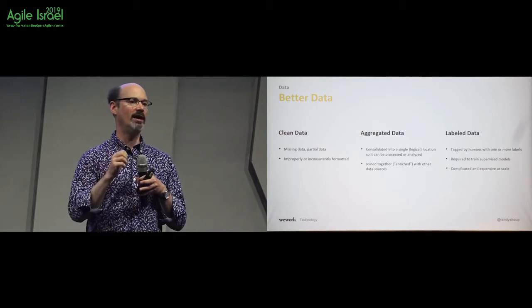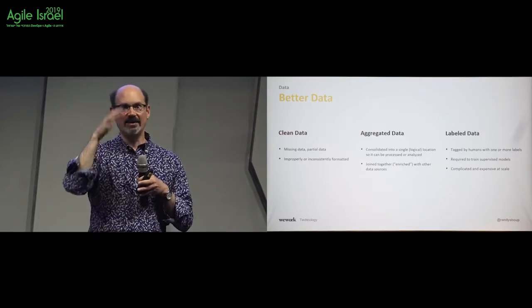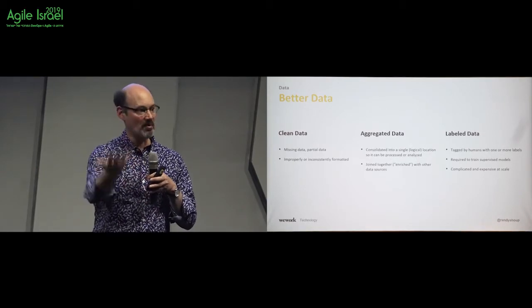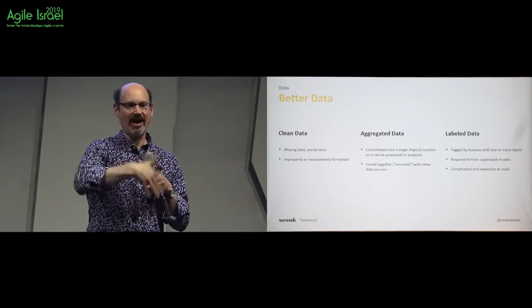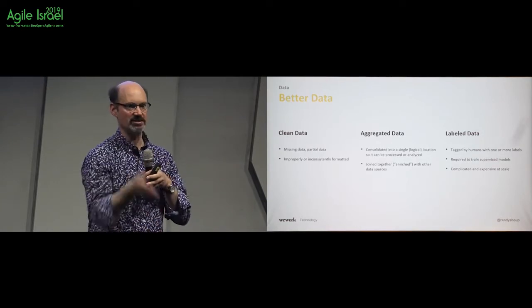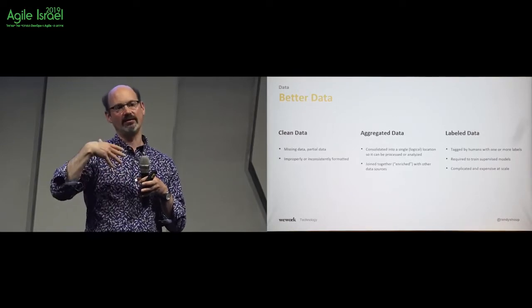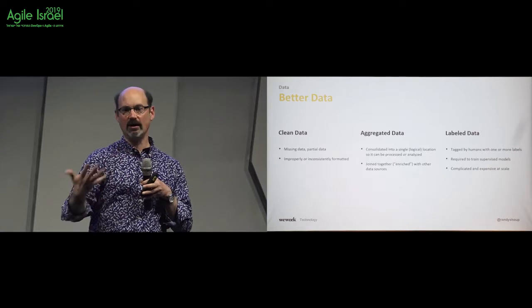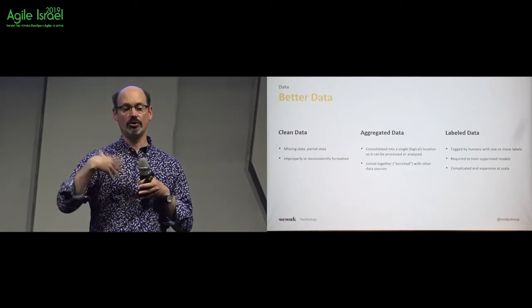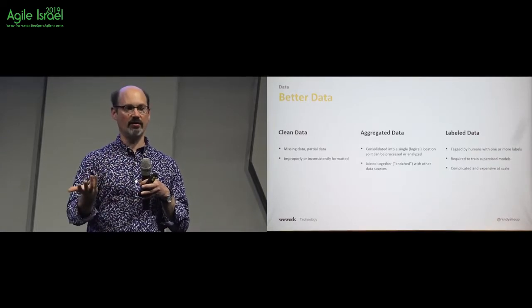The only way that we can do that is by asking a human, to start out with, for a set of images: is this a cat or is this a dog? Does it make sense? That's called labeling. And we need labeled data in order to use any kind of supervised algorithm.